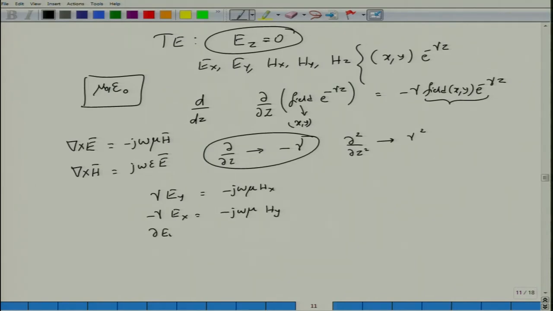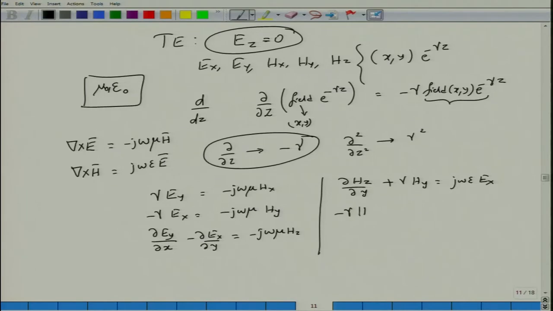Then you have del Ey by del x. Well, unfortunately, I can't simplify this because I don't know how Ey behaves with respect to x, nor do I know how Ex behaves with respect to y. Therefore, this I cannot remove, so I will just keep it as it is. I have a second group of equations coming from del cross H. That would be del Hz by del y plus gamma Hy is equal to j omega epsilon Ex. Then you have minus gamma Hx minus del Hz by del x is equal to j omega epsilon Ey. Finally, I have del Hy by del x. I don't know how they behave with respect to x or with respect to y, so I'll just keep them as they are. But luckily, this is the equation.